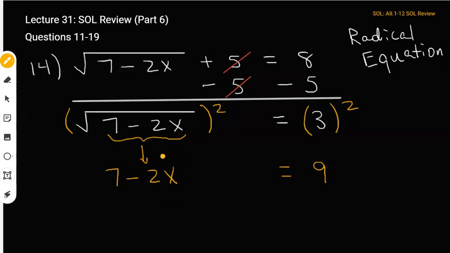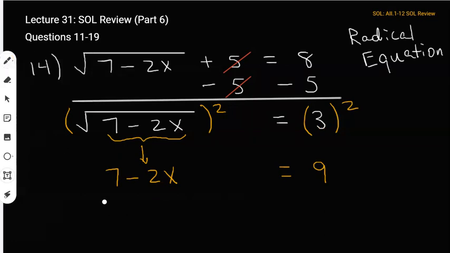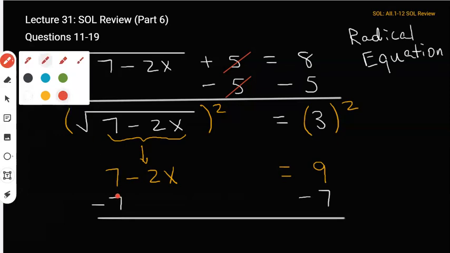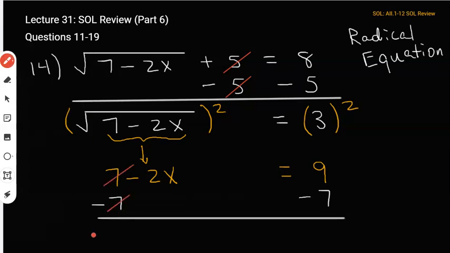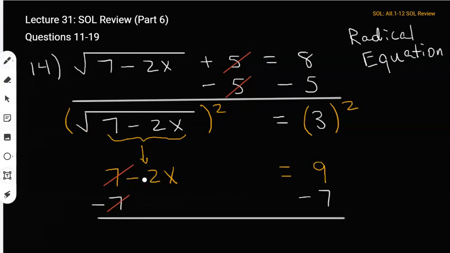So now I can work on getting x by itself. I've got a positive 7 over here. I can subtract 7 from both sides. When I do that, the 7s are going to cancel. And that's only going to leave me with a negative 2x. And on the other side, I have 9 minus 7. That's going to give me 2.